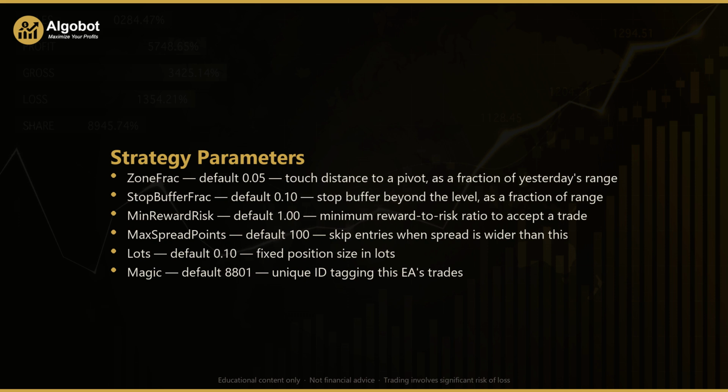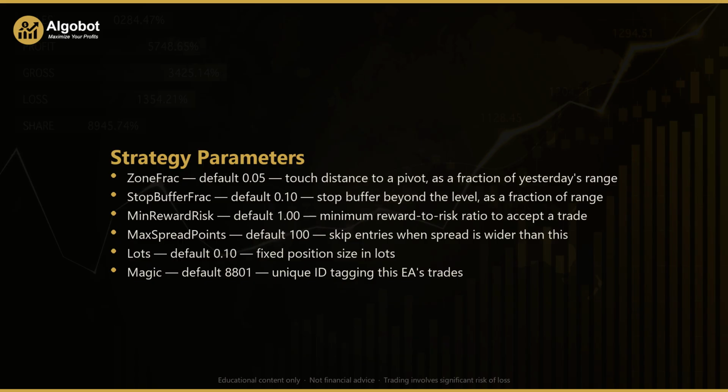Then we have minimum reward to risk with a default of 1.0. This is your quality filter. The strategy compares the distance to the target against the distance to the stop, and if that ratio falls below your setting, the trade is rejected. Raise it toward 2 if you only want setups where the structural reward clearly outweighs the risk.